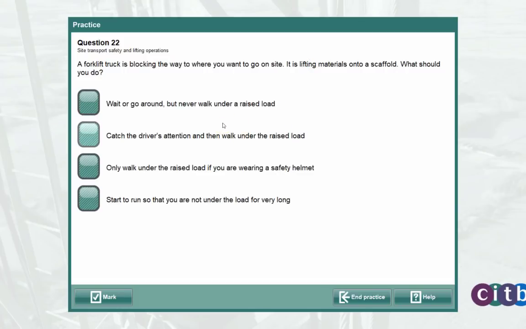A forklift truck is blocking the way to where you want to go on site. It's lifting materials onto a scaffold. What should you do? Wait or go round, but never walk under a raised load. Catch the driver's attention and then walk under the raised load. Only walk under the raised load if you are wearing a safety helmet. Start to run so that you are not under the load for very long.